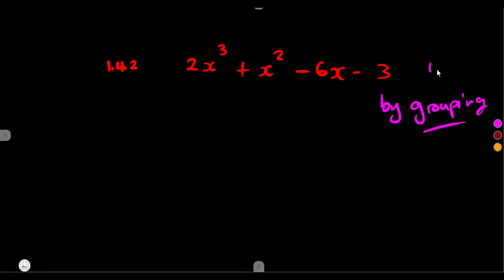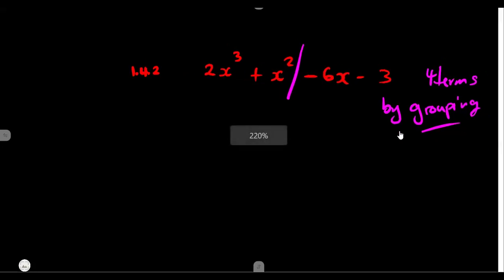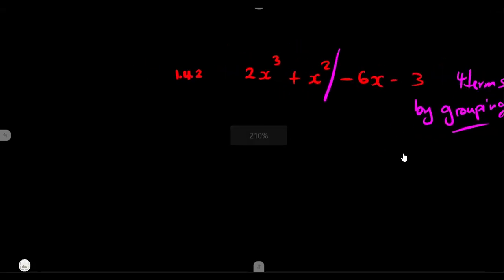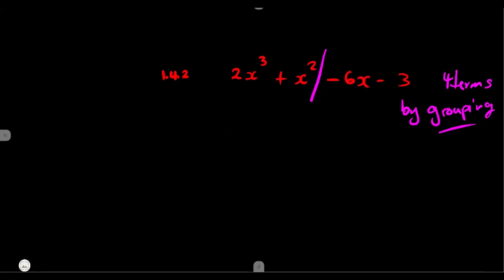Given 4 terms, by grouping, we can group them into 2 like this: the first 2 terms and the last 2 terms. And we check if there is anything common between the first 2. We can see that x is common here, and there's a 3. So we can see that this can be factorized. You have to test to see, okay, if I group them into 2 as they are like this, can it be factorized? Yes, it can.